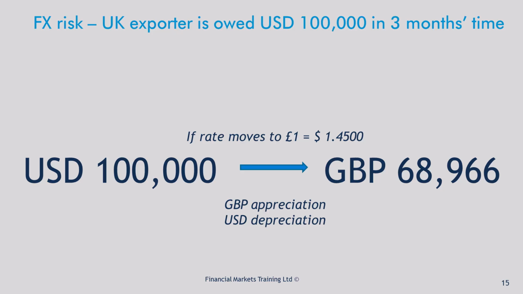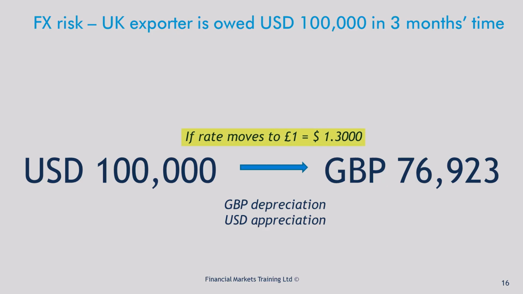But what would happen if the exchange rate subsequently moved to $1.45 before the invoice is paid? The dollar receivable is fixed, but the sterling value now falls to £68,966. This is an appreciation of sterling. One way of thinking about this is to understand that you now have to give up more dollars for every pound sterling. But since you've got a fixed amount of dollars, it will buy you fewer pounds.